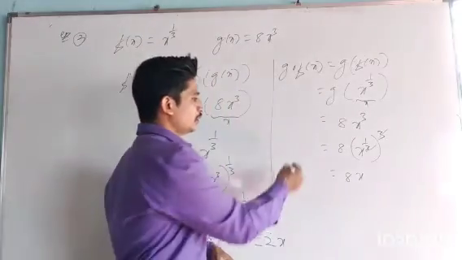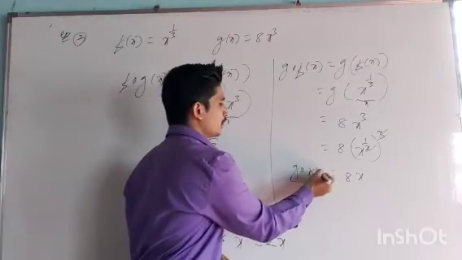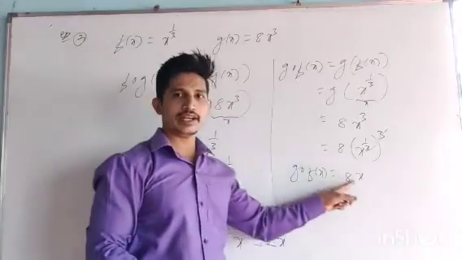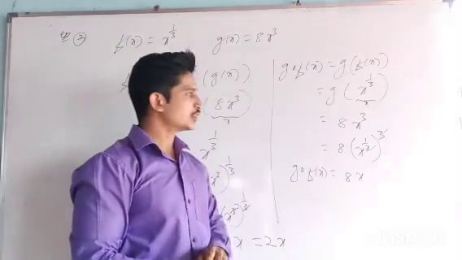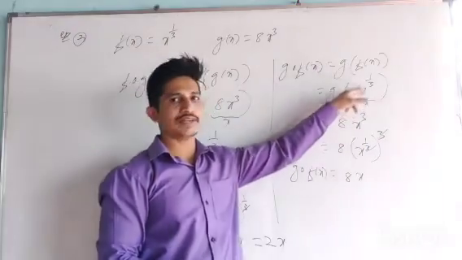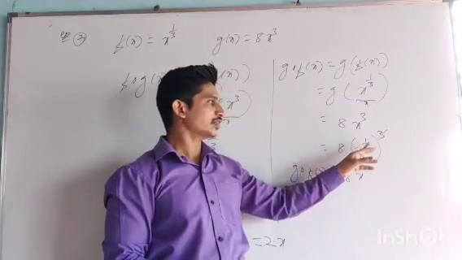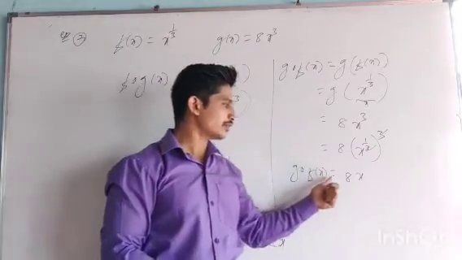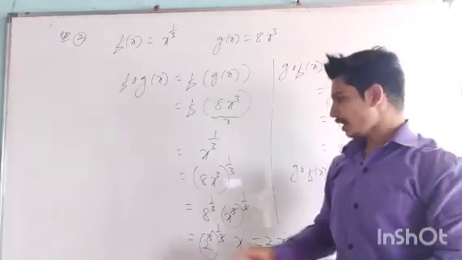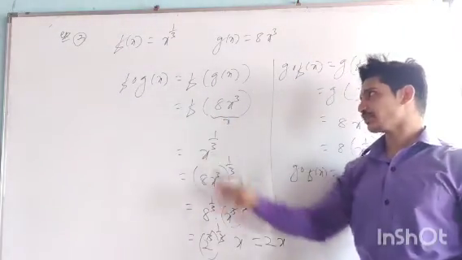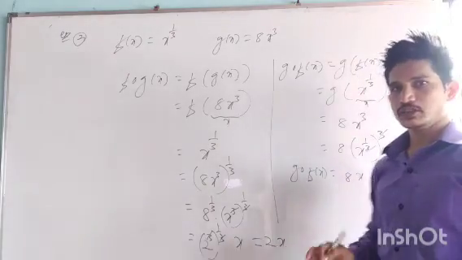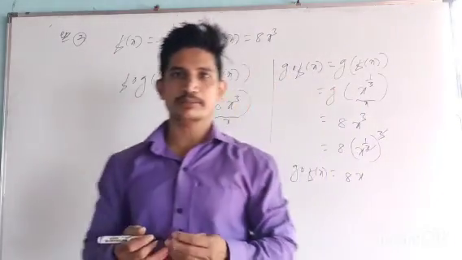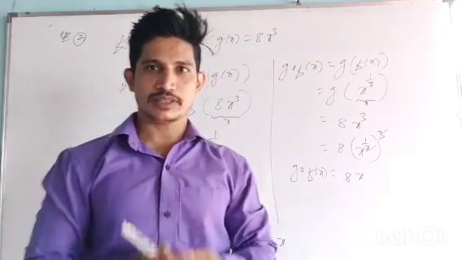So therefore g composition f of x is 8x. Where x is there, put the value of x and cancel 3 and 3; the answer is 8x. So g composition f of x is 8x, and f composition g of x is 2x. This is called composition of two functions.